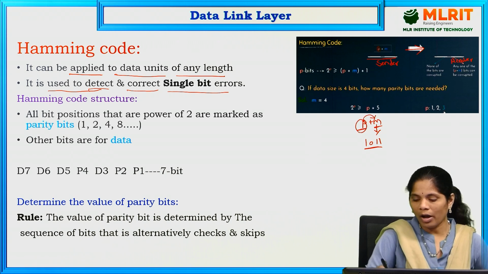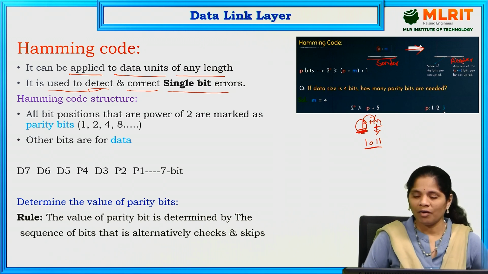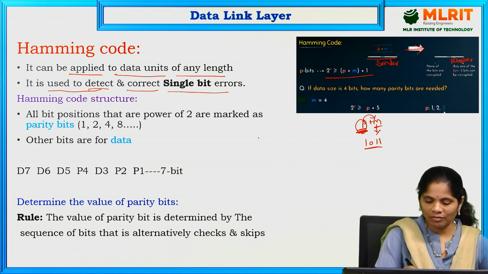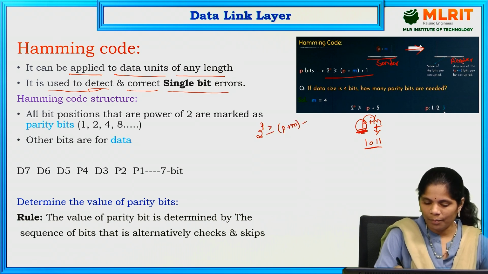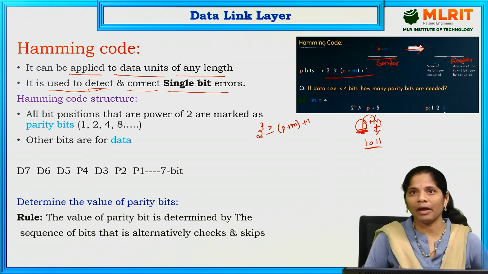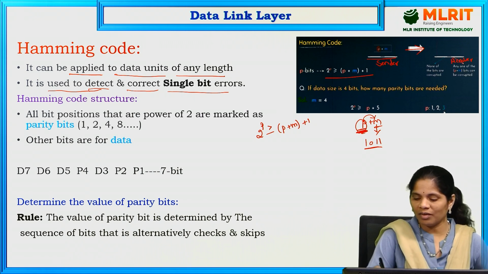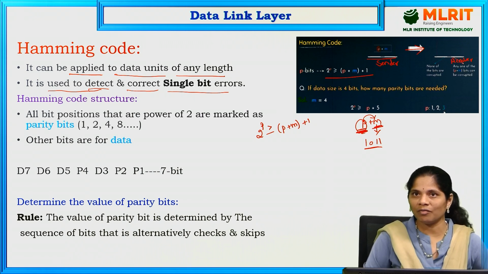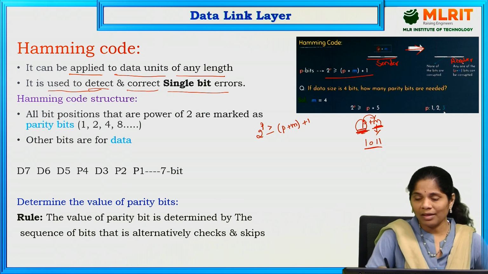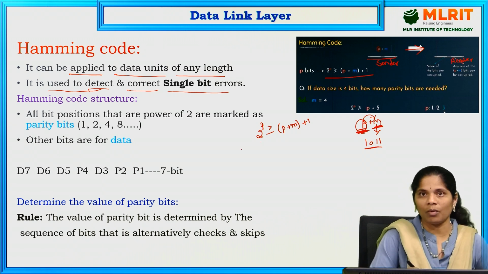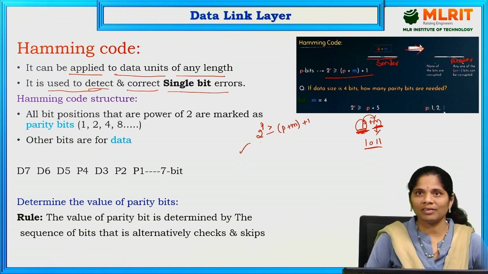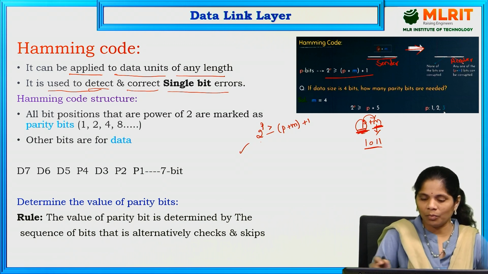How many parity bits do I have to add? For that, we use this formula: 2 power P is greater than or equal to P plus M plus 1. This is the formula for adding the parity bits. Whatever the original message is, we append the parity bits to it, and the number of bits is given by this formula. So, how do we add the parity bits? Take this example.